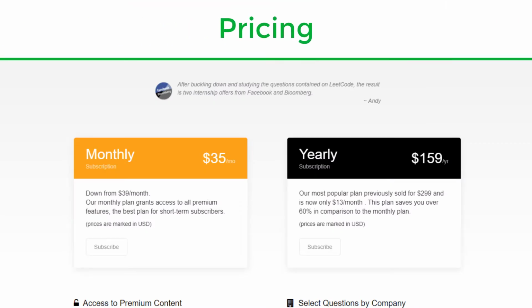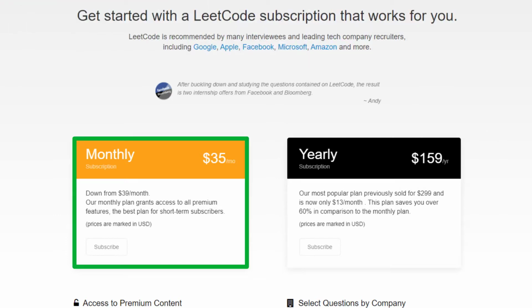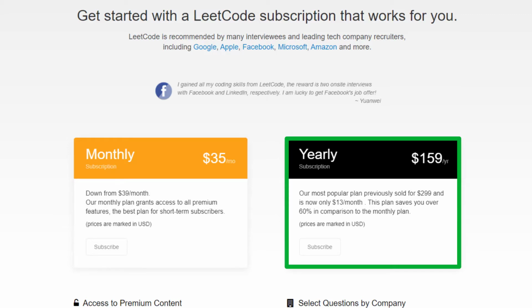And without further ado, let's get into it. So first, let's go into the pricing. If you're doing a monthly subscription, you're going to pay $35 a month. However, if you pay a yearly subscription, that number will be $159 per year.